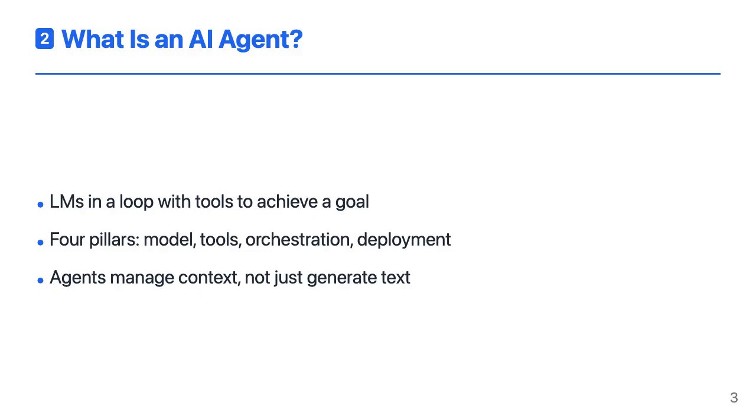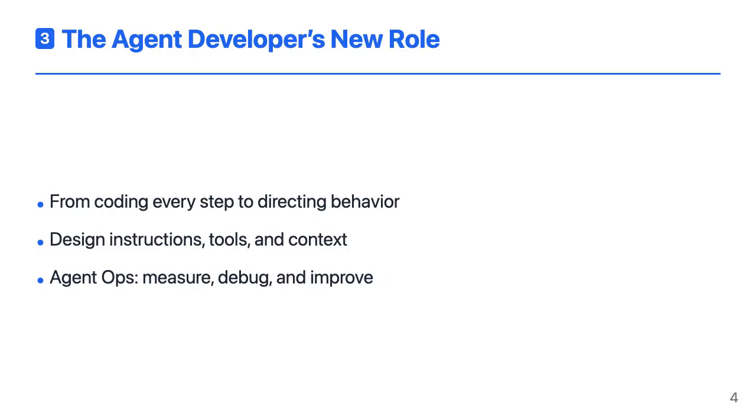Architecturally, every agent has four pillars. First, the model, which is the reasoning engine. Second, tools, which let it read and change the outside world. Third, an orchestration layer, which decides when to think, when to act, and how to manage memory. And finally, deployment, which turns the agent into a reliable, observable service. At its core, an agent is a system for curating the model's context window so that each step has exactly the information it needs.